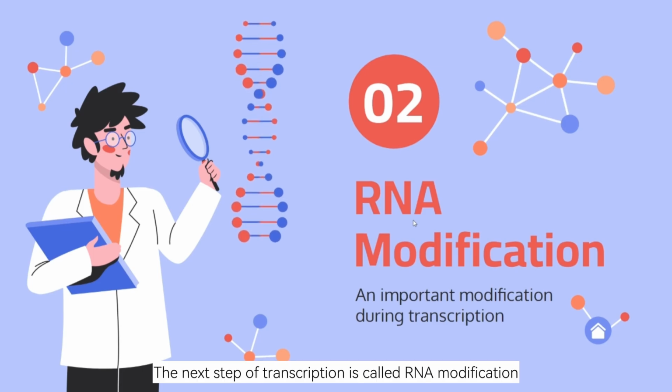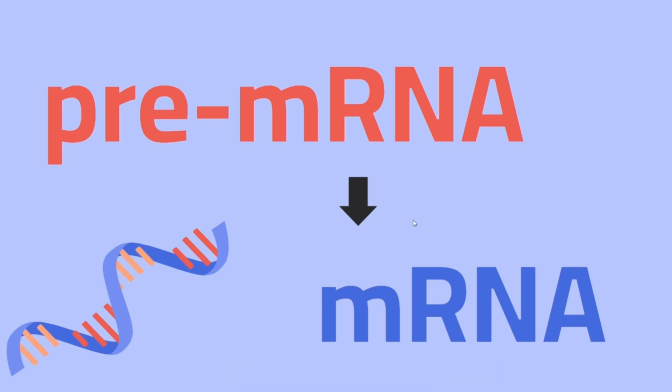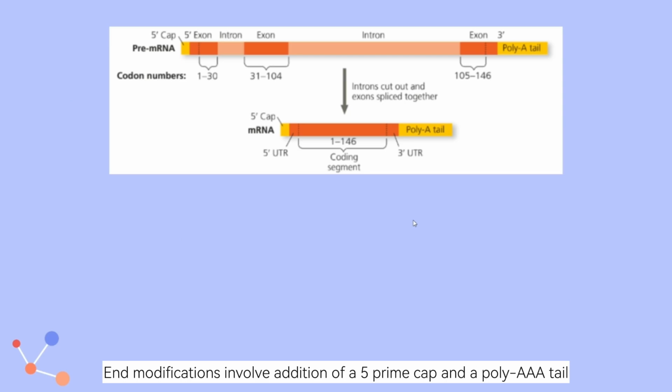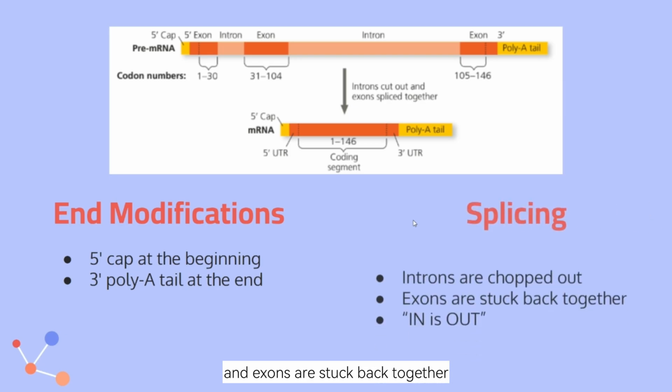The next step of transcription is called RNA modification. The transcript must go through extra processing before it can direct translation. End modifications involve addition of a 5' cap and poly A tail. Splicing is when introns are chopped out and exons are stuck back together.